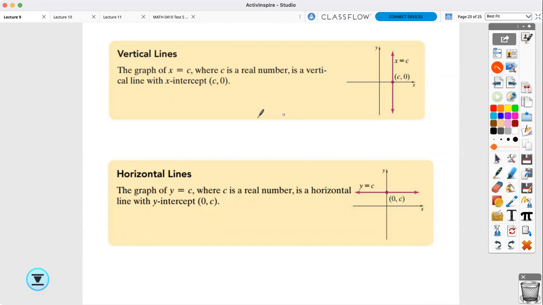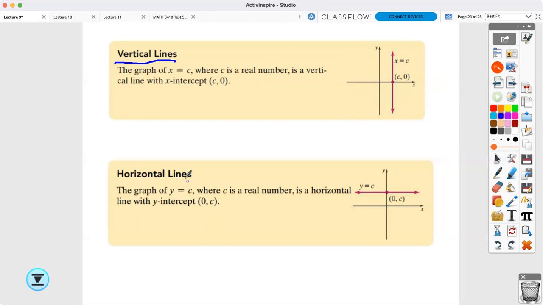So vertical lines, guys. What I want you to write here is the title: vertical lines. And then the graph of x equals c, where c is a real number, is a vertical line with x-intercept (c, 0). Draw this sketch over here on the side into your notes as well. It shows you how every vertical line will look. And x equals c, c is a constant where it could be any number.